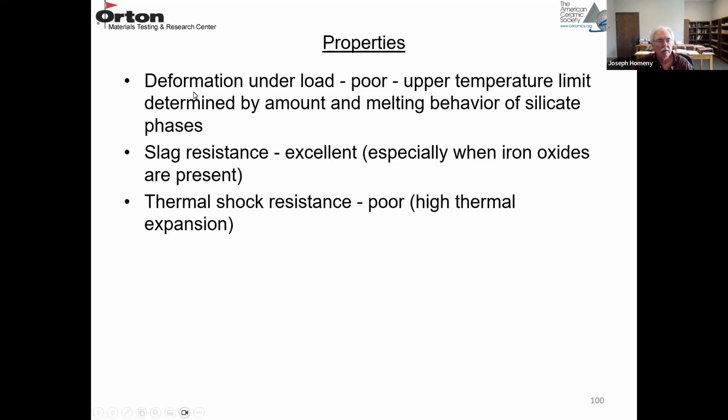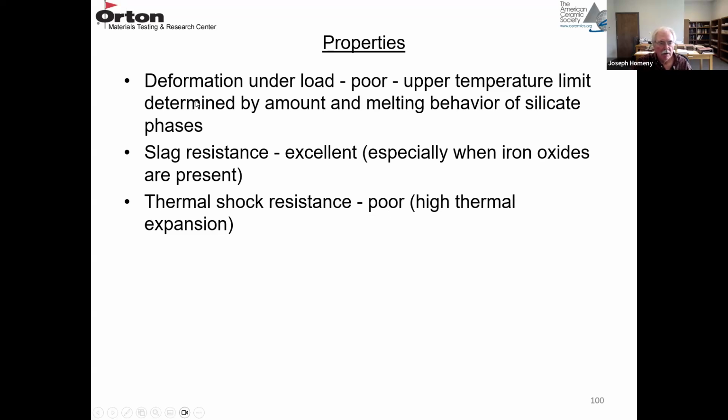So some of the key properties: deformation under load is usually going to be poor because of the silicate phases present. This material has really good slag resistance, especially when you have iron oxides present, because it can tolerate a reasonable amount of iron oxide. And the thermal shock resistance is poor because of high thermal expansion.